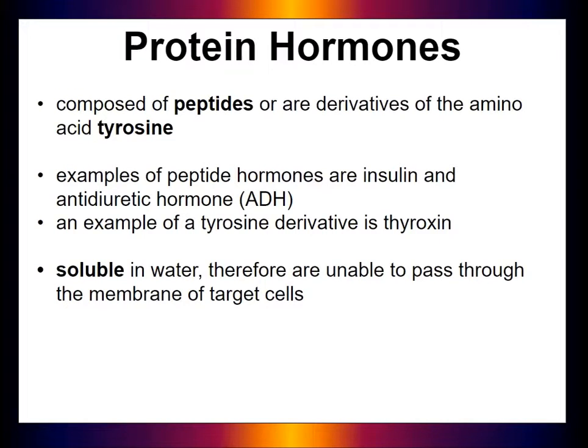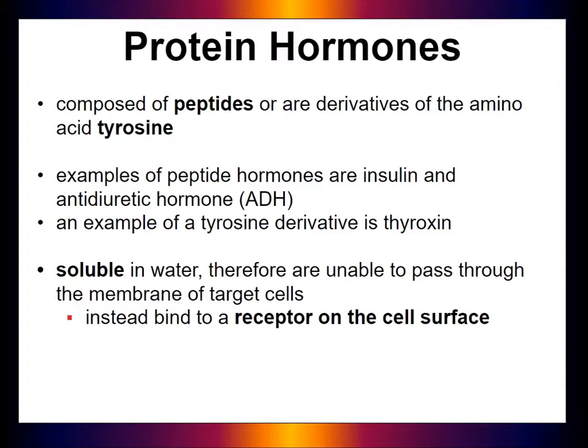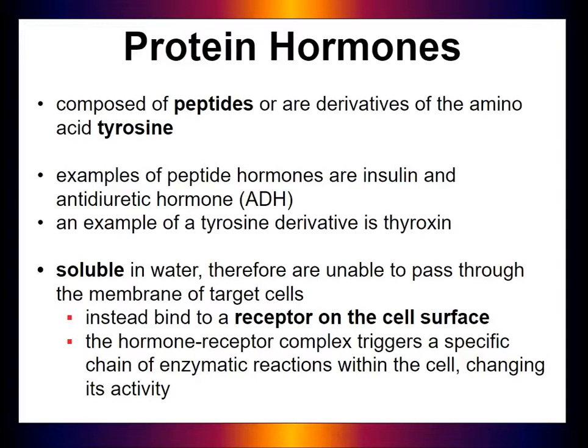These proteins are soluble in water, so they can go around in the blood, but they can't get through the cell membrane when they find their target cell. So their target cell has a receptor on its surface. For the steroid hormones, the receptor was inside the cell. For protein hormones, the receptor is on the cell surface. So the hormone is going to bind to that receptor on the cell surface, and then that complex is going to change shape, and that's going to trigger a chain of reactions within the cell. Different enzymes are going to be affected and their activity will change.